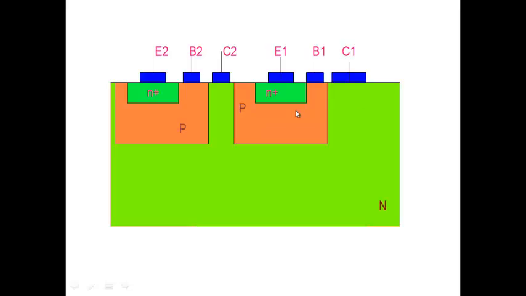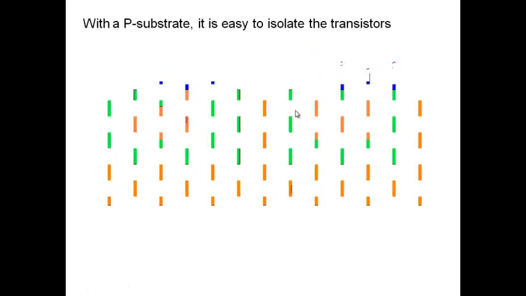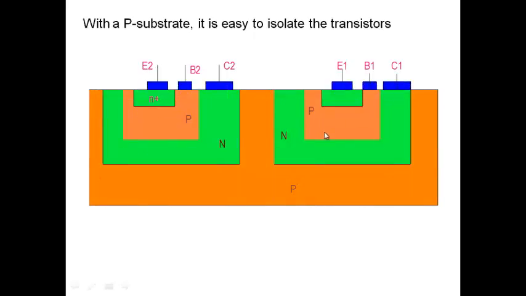I can't do that. So what we have to do is fabricate it like this. We have to use a P-type here. One way of isolating two transistors is to make one transistor here, another transistor here. Now look at the two collectors. How do I go from this collector to this collector? I have to go from N to P and then back to N. So N to P, I see a junction, and then P to N, I see a junction. So we see two junctions.